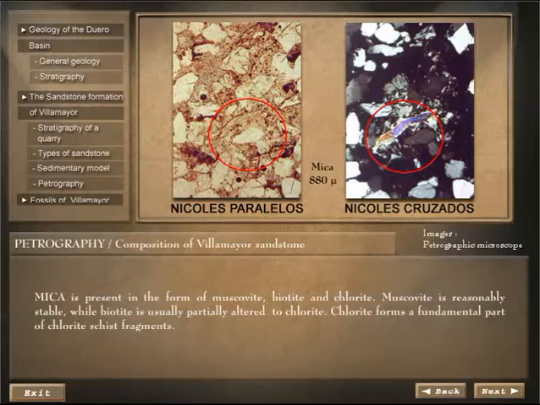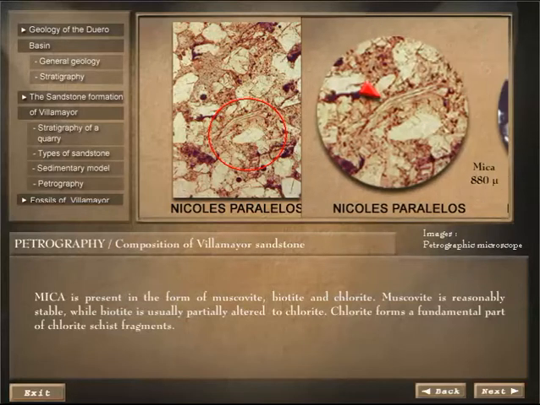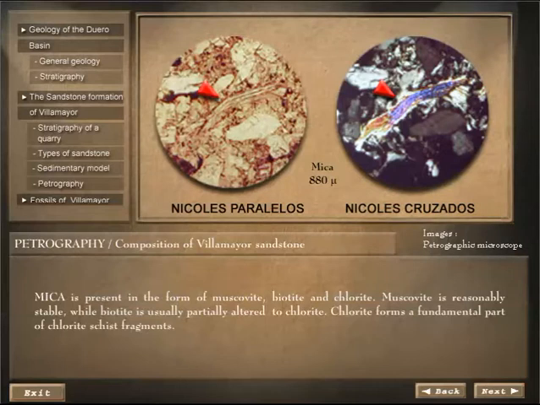Mica is present in the form of muscovite, biotite, and chlorite. Muscovite is reasonably stable, while biotite is usually partially altered to chlorite. Chlorite forms a fundamental part of chlorite schist fragments.